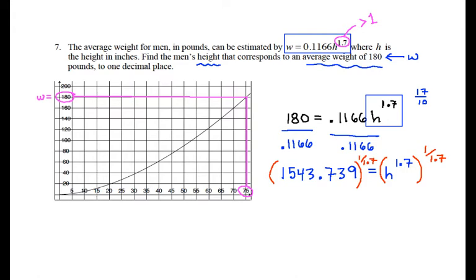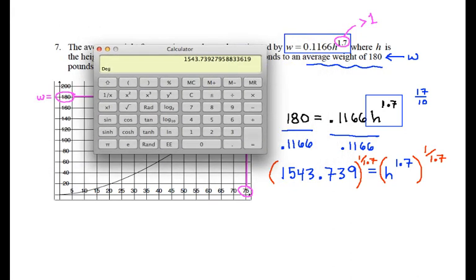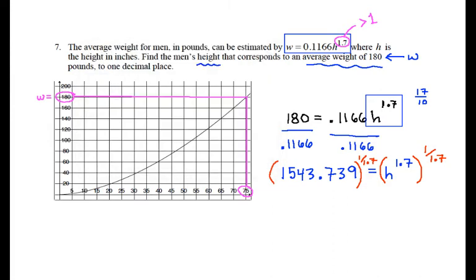So I'm going to now bring that calculator over again. I still have the number entered. I'm going to just raise it to the power. I need to use parentheses for this: 1 divided by 1.7, and then close the parentheses on that power. So I get 75.098. Let's call that 75.1.